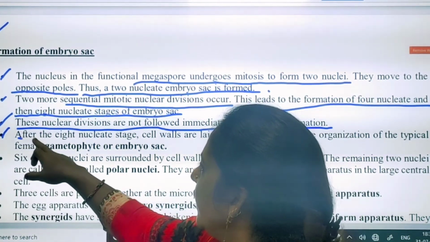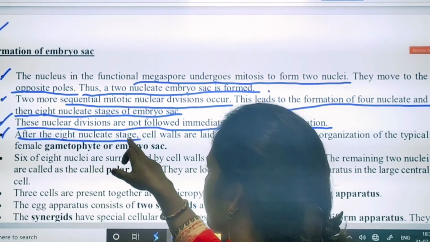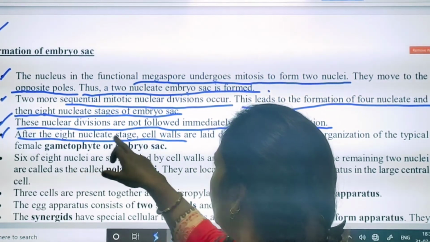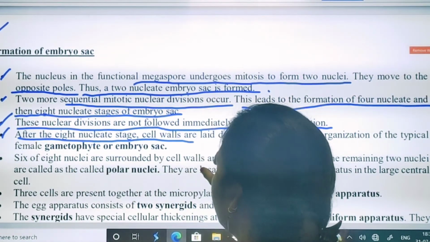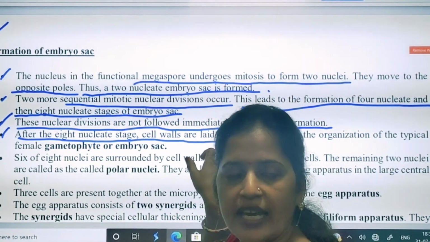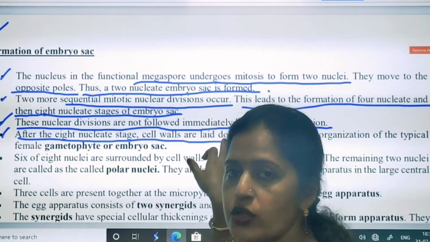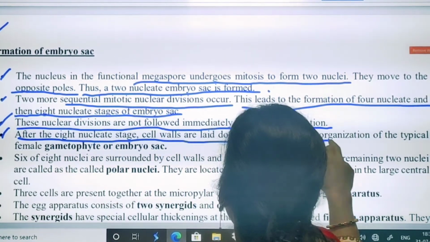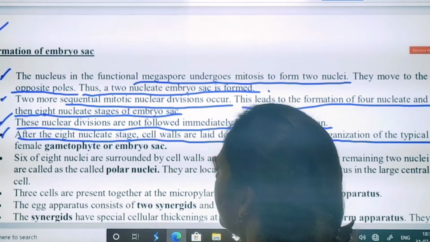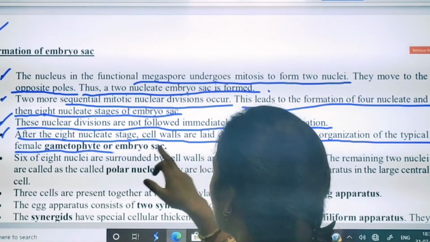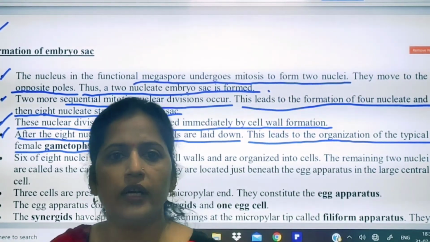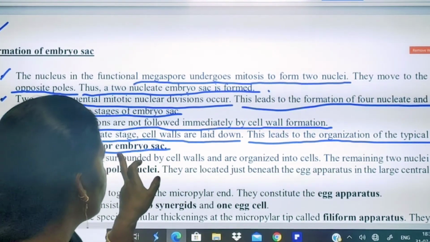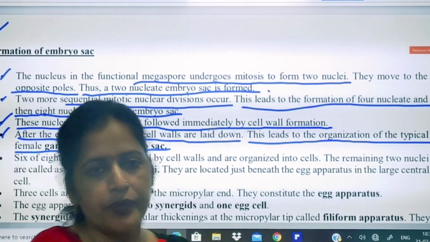After the 8 nucleate stage, cell walls are laid down. As soon as the 8 nucleate stage is reached, the cell walls are laid down. This leads to the organization of the typical female gametophyte. What will this lead to? Formation of the female gametophyte or the embryo sac.